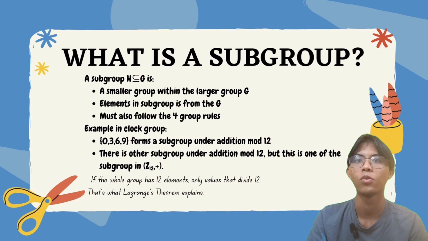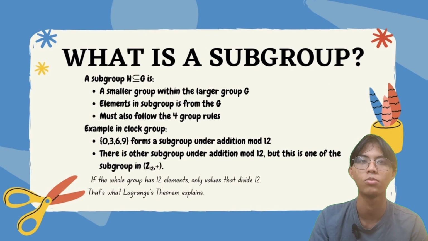Now, what if we take a smaller set of elements from a group and check if it's still a group? This smaller set is called a subgroup. So, what is a subgroup? A subgroup must also satisfy the same group properties as the original group. For example, under addition modulo 12, {0, 3, 6, 9} is one of the subgroups. So, if the whole group has 12 elements, only a value that divides 12 can be a subgroup size. That's what Lagrange's theorem explains.